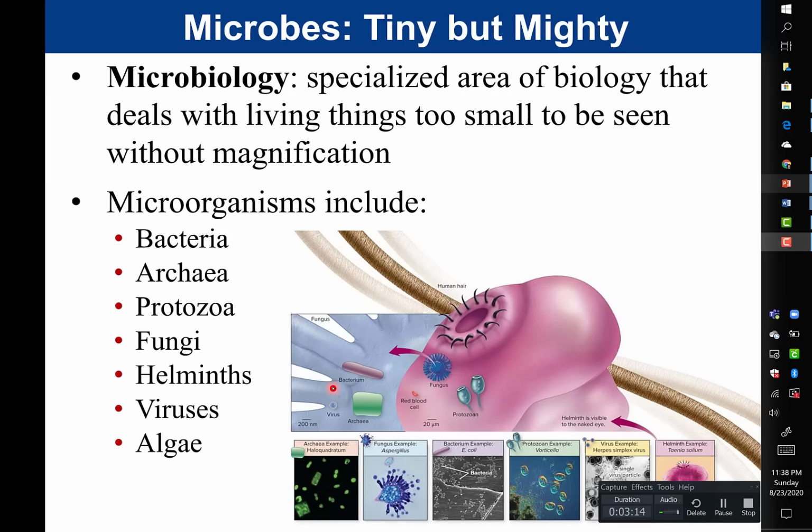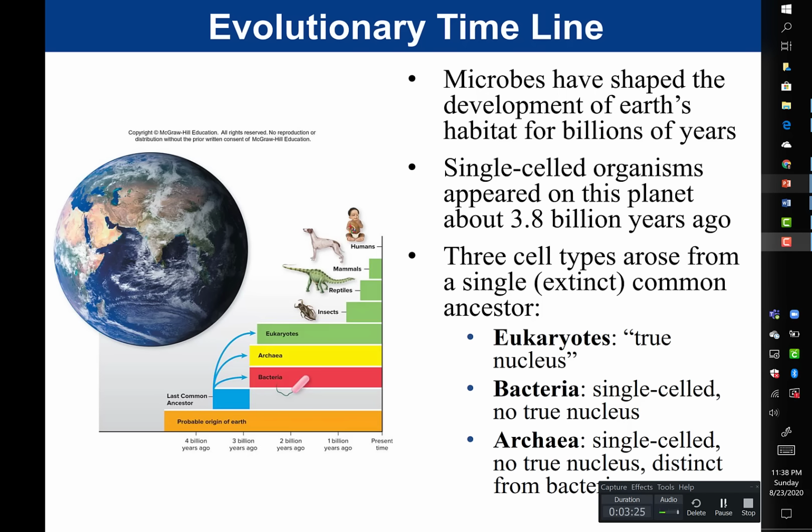And so what we're going to look at now is what these different groups of organisms have in common, and what they have as differences. Microbes have shaped the development of the Earth's habitat for billions of years. The Earth is approximately 4.6 billion years old, and that is when the Earth began. Now, the first living organism was believed to have appeared on this planet about 3.8 billion years ago. And that would be our first sign of life.